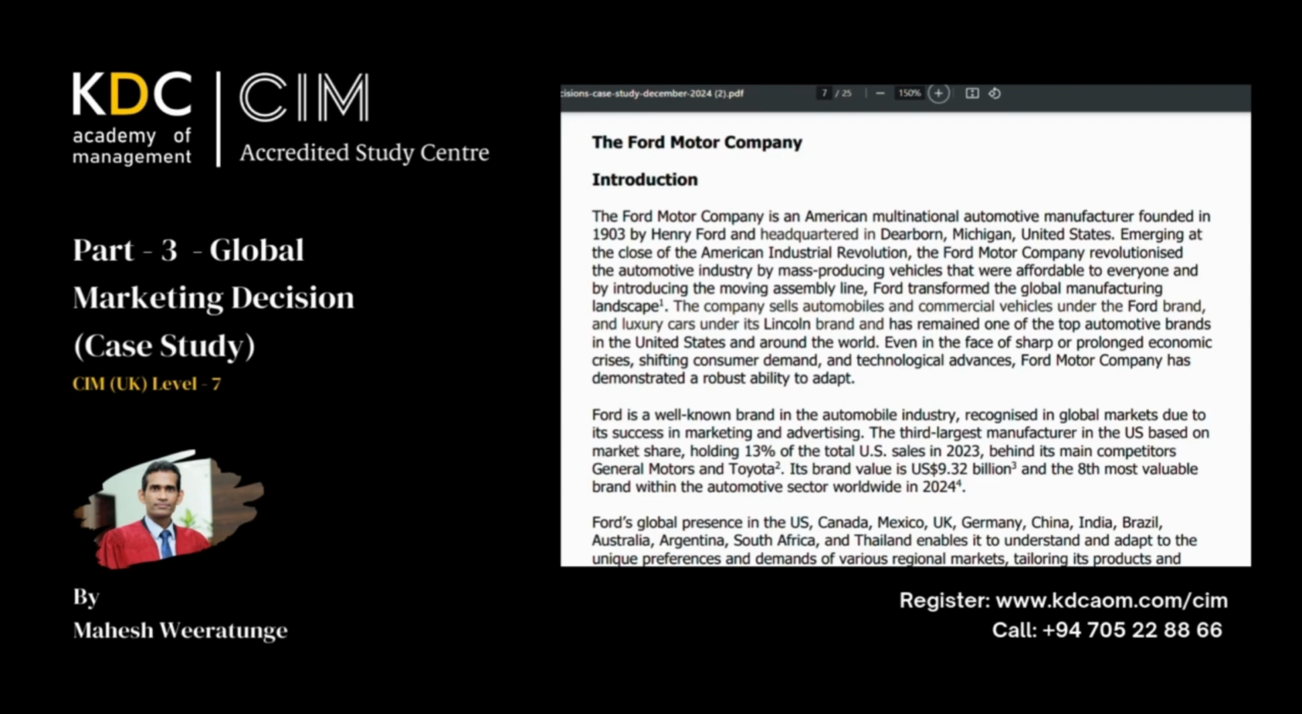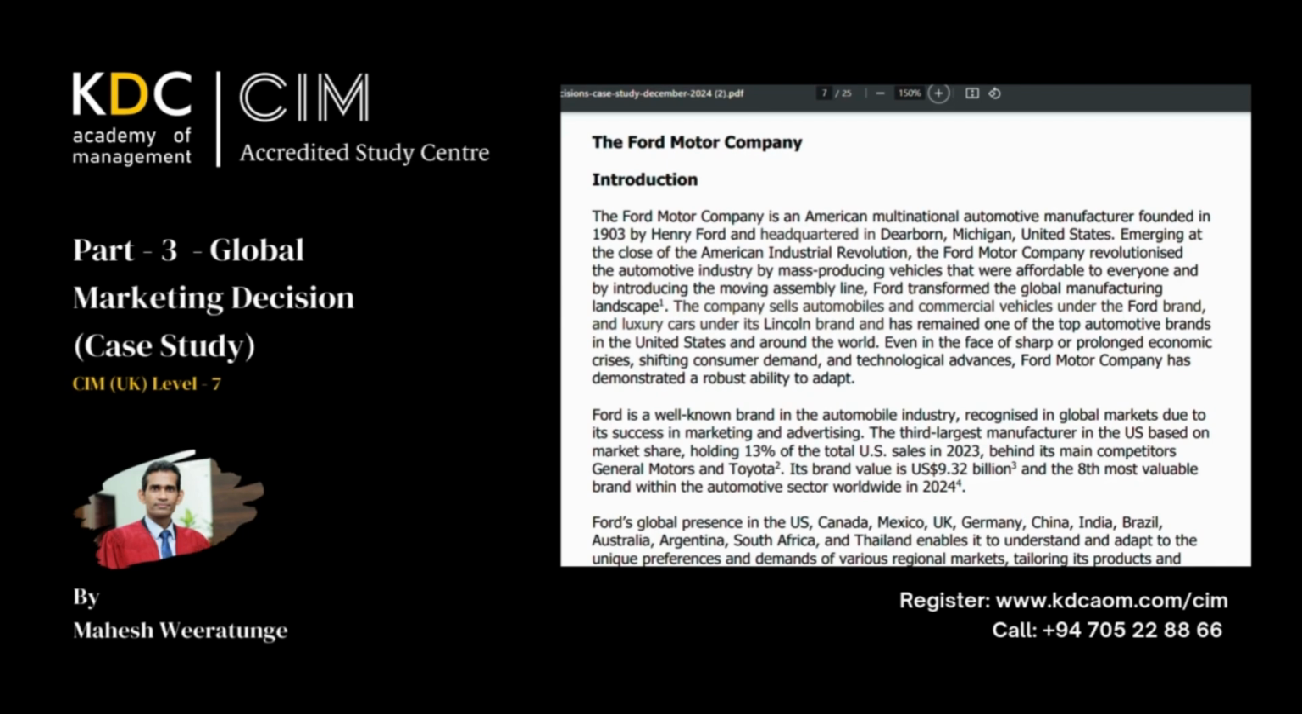The company sells automobiles and commercial vehicles under the Ford brand and luxury cars under the Lincoln brand, and has remained one of the top automotive brands in the United States and around the world. Even in the face of sharp or prolonged economic crisis, shifting consumer demands, and technological advances, Ford Motor Company has demonstrated a robust ability to adapt.